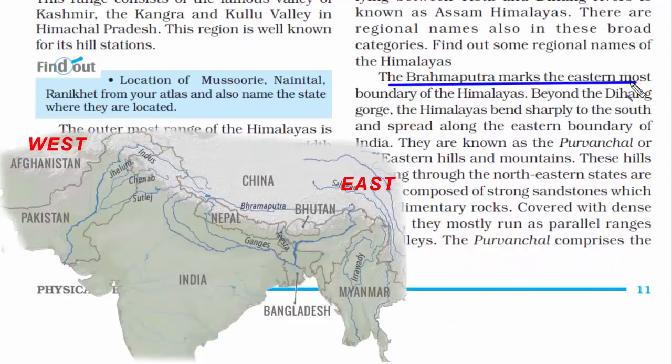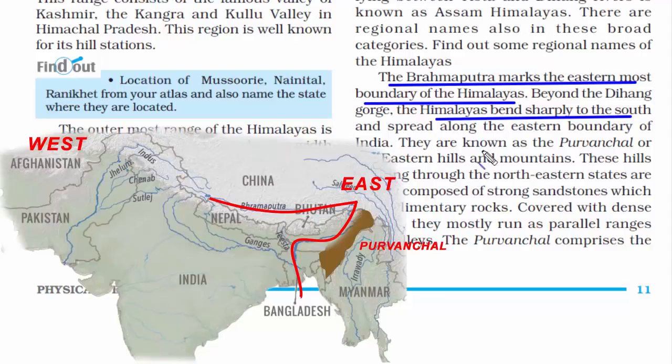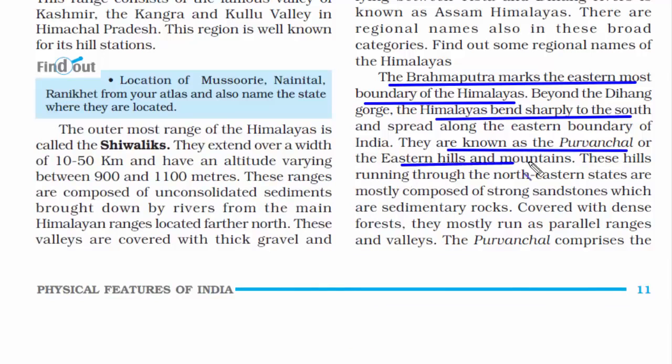The Brahmaputra river comes from the easternmost boundary of the Himalayas. In the eastern side, the Himalayas bend sharply to the south. Here at the eastern side, the eastern hills and mountains are also known as Purvanchal. As we have read earlier, the land over here is low, there's a depression in the land. Hence, due to the running of Brahmaputra river, a lot of sedimentary rocks have accumulated over time. And vegetation is also very dense.